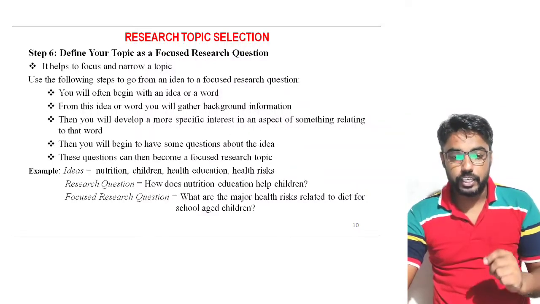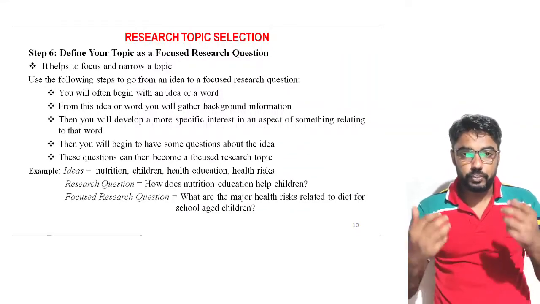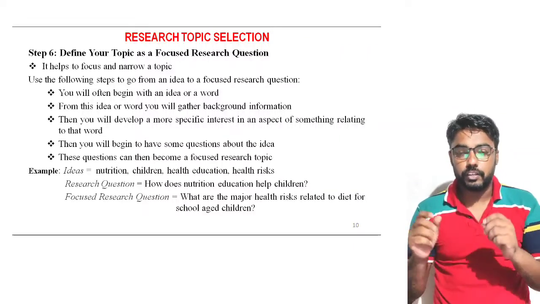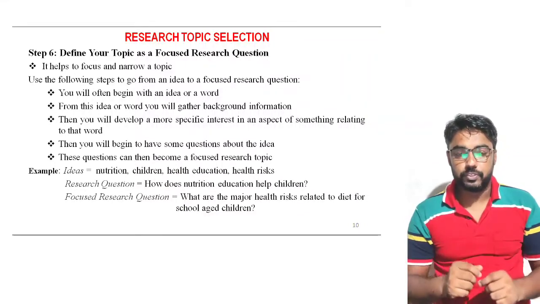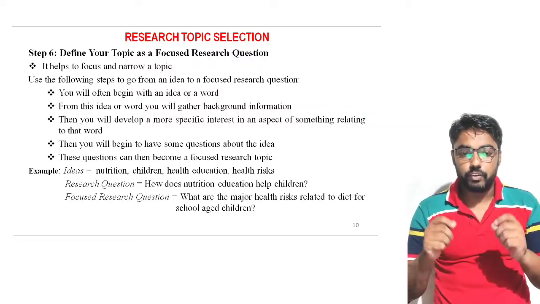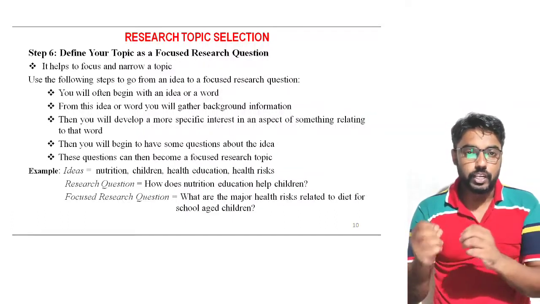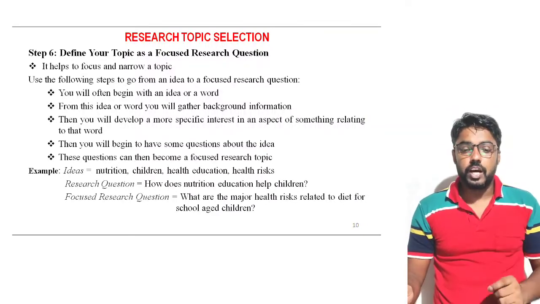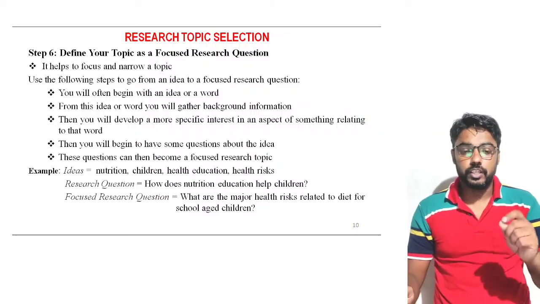For example, we have ideas like nutrition, children, health education and health risk. From these we read background and literature, gather information, and concentrate on specific aspects and interests of these ideas. Then we form a research question, for example: how does nutrition education help children? This is the research question.